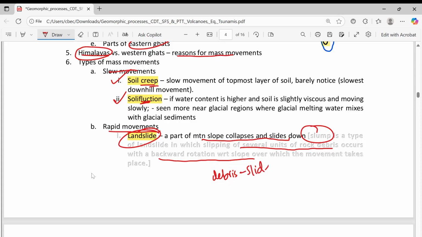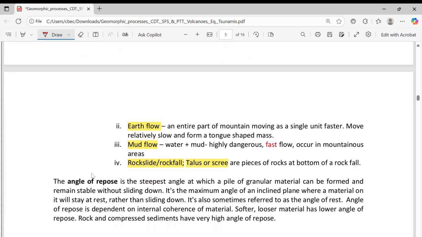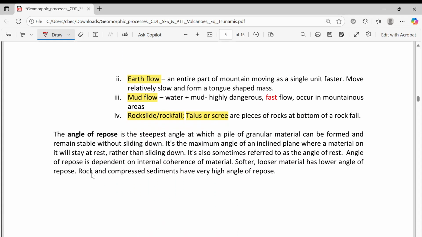Debris slide is also a landslide, part of landslide only. Then earth flow means a big unit, a larger unit of the earth. For example, most part of the earth is coming down in a tongue shape form. Tongue shape means at higher heights it will be broad, and when you see it at the lower part, the width is somewhat less.